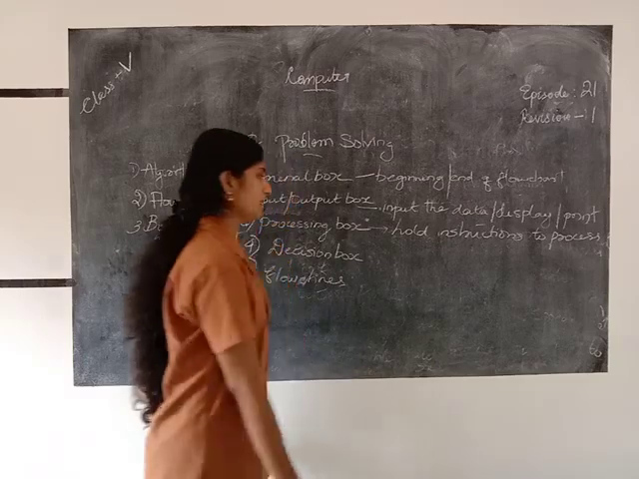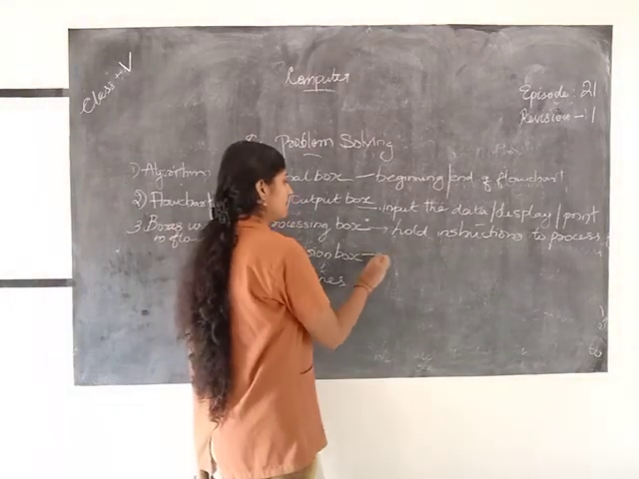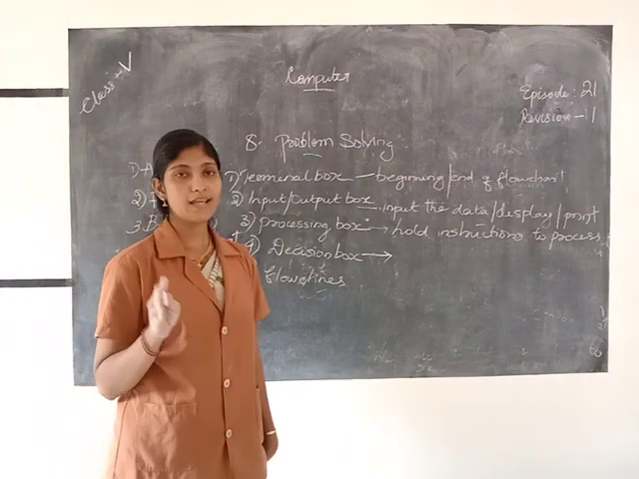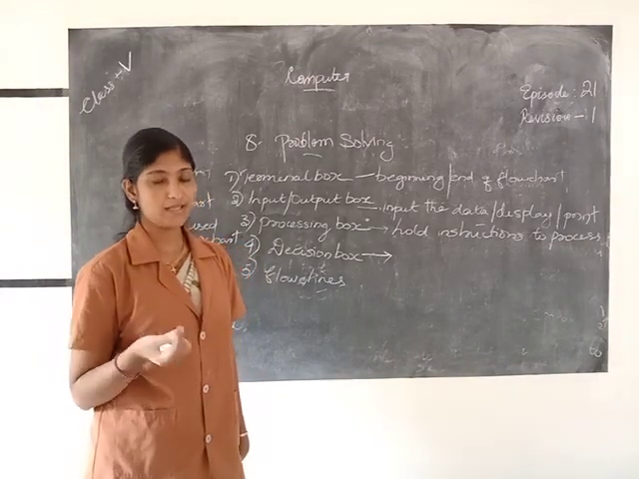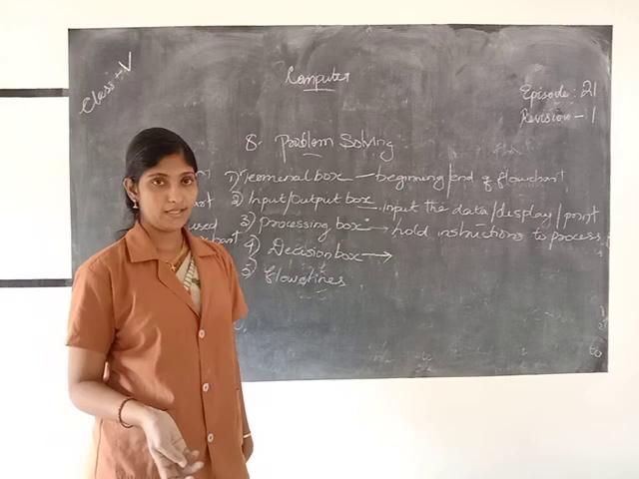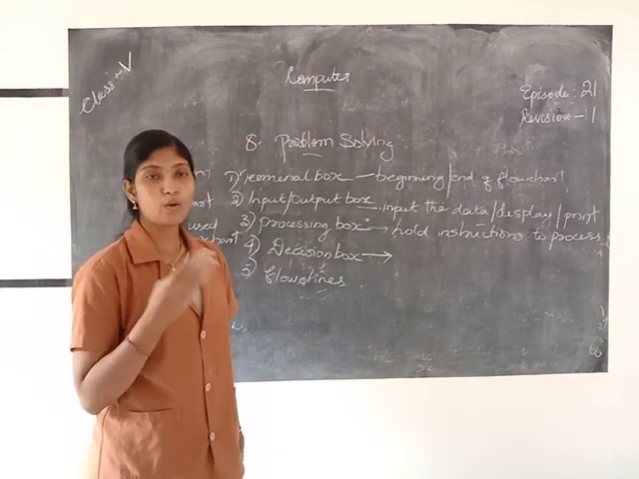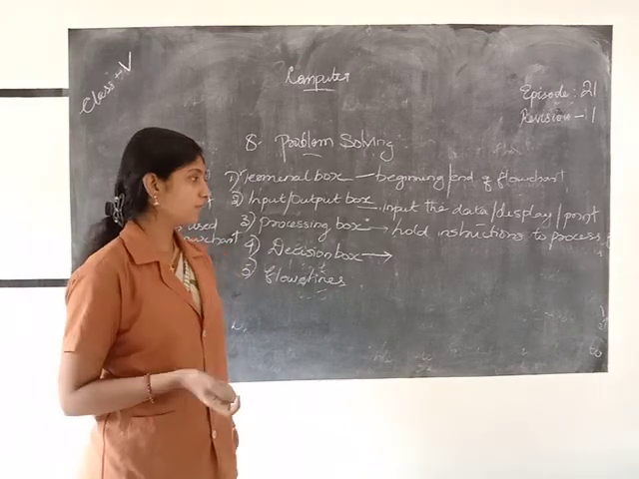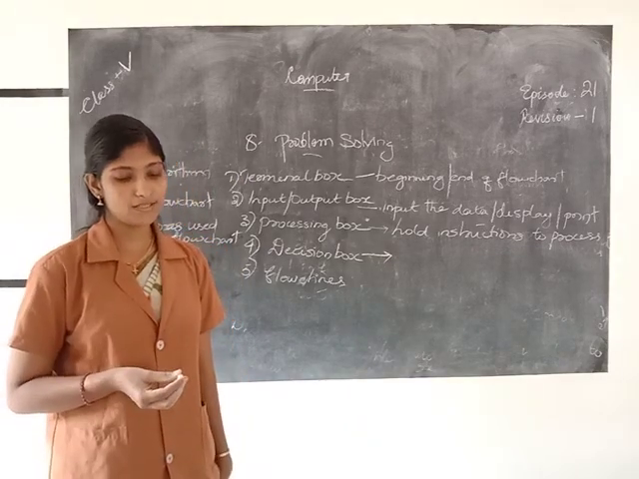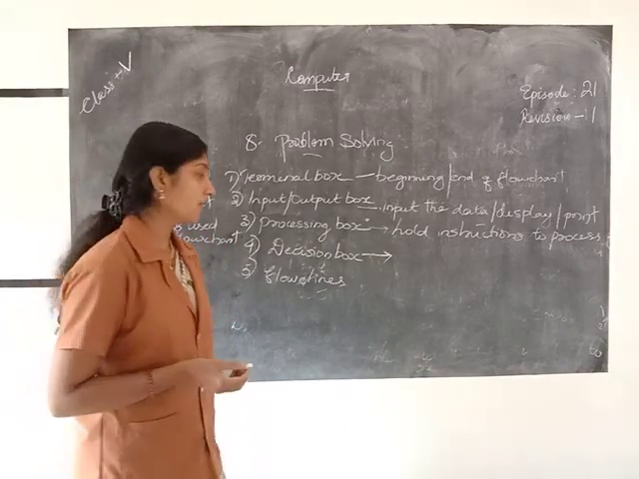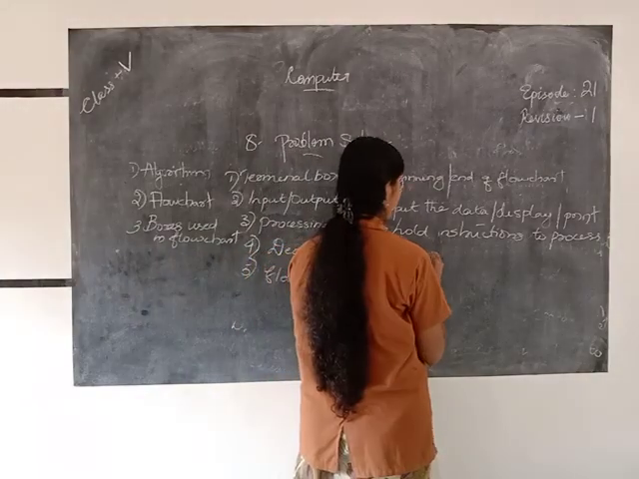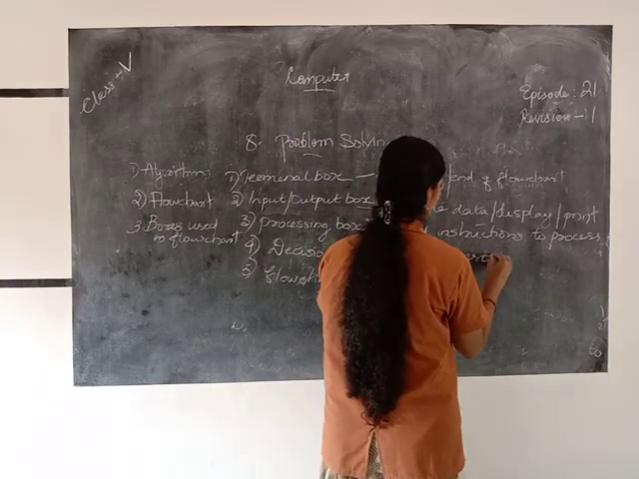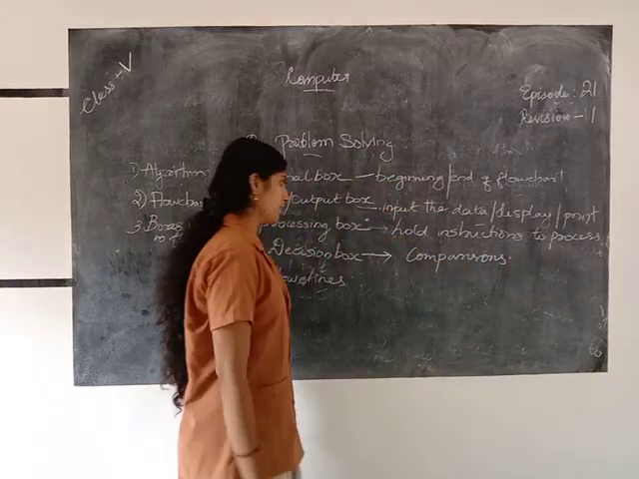Then next one, decision box. It is the box used to take decisions or instructions, for example, A greater than B, or A equal to B, or A not equal to B. These are conditions or some decisions. So for that purpose, we have a box that is the decision or comparison box. Comparisons go in the decision box.